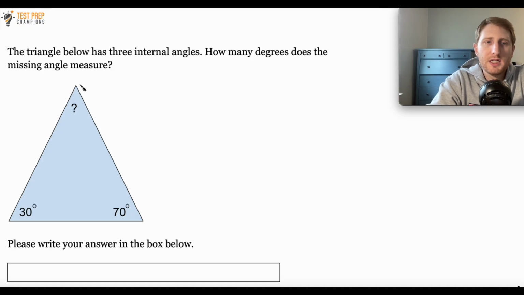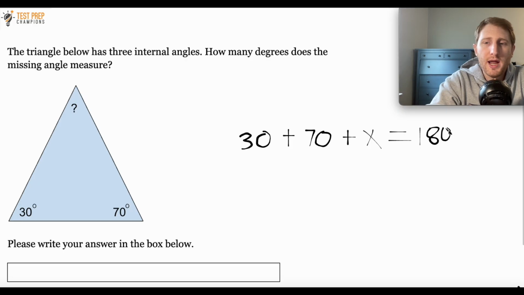Okay, so the key to getting this question right is knowing that the 3 internal angles of a triangle add up to 180 degrees. Again, the 3 internal angles of a triangle add up to 180 degrees. So based off of this fact, I can write an equation. 30 plus 70 plus x equals 180.